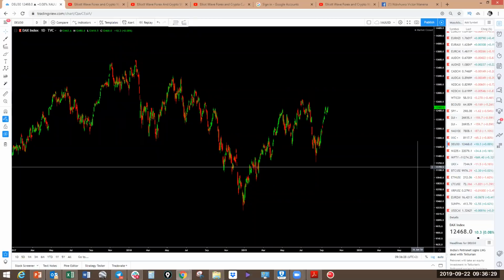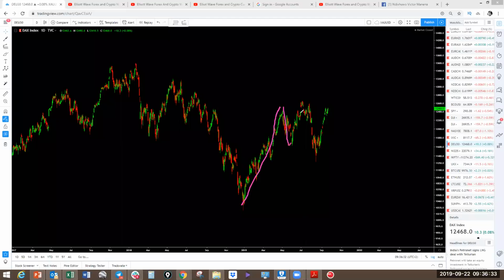DAX also the same, also making an expanding flat as the UK. You've got a pulsing move up here. You've got this one making this expanding flat. Now you've got a pulsing move 1, 2, 3, 4. This one can push up for 1 here and make a pullback here and push higher like that. Okay, so that is what you have here on the DAX. The DAX is very clear.